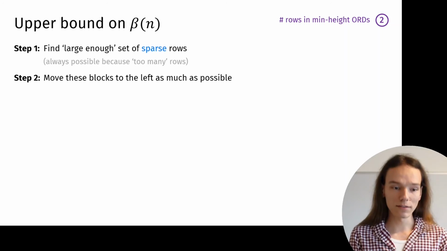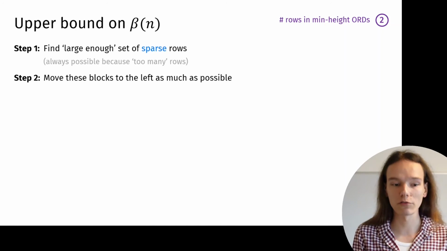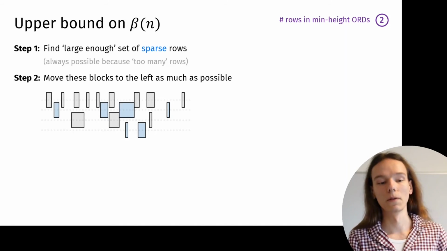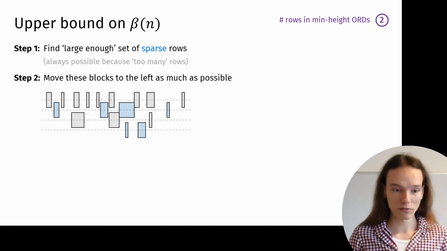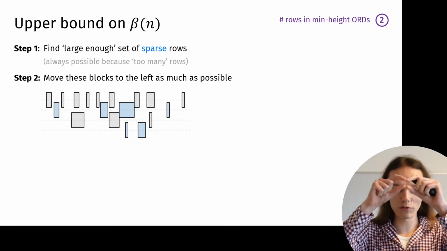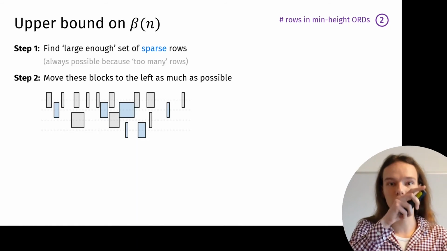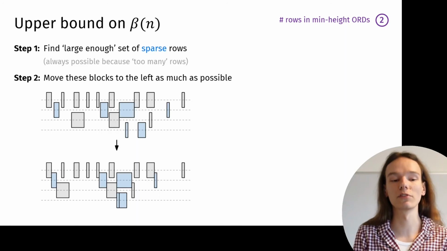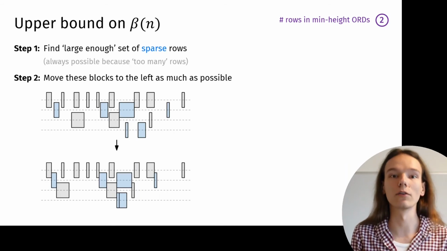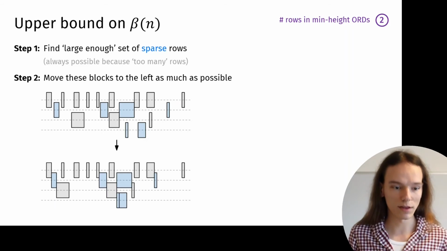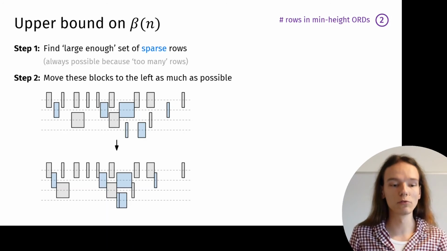Okay, and then in this set of sparse rows, I'm going to take all the blocks and move them to the left as much as possible. So if this is my set of sparse rows, I'm going to take my first row, keep it fixed, but then I'm going to sweep all of the remaining blocks to the left as much as possible until they hit something else. Okay, so now we get this thing where everything is basically swept to the left.